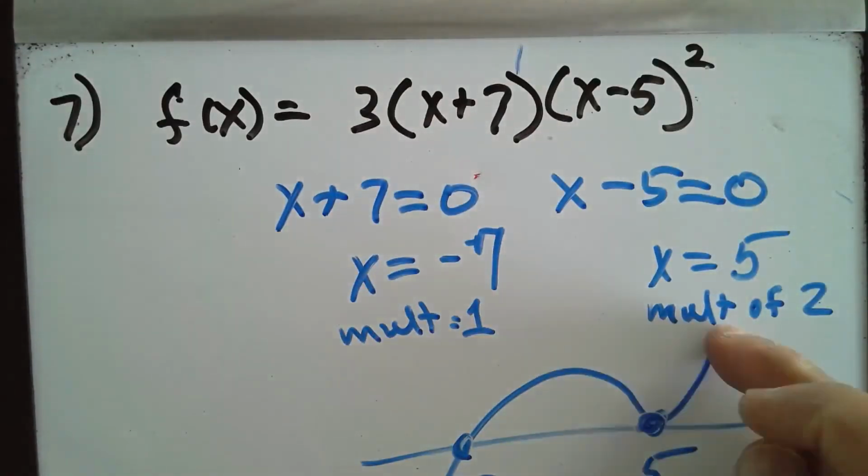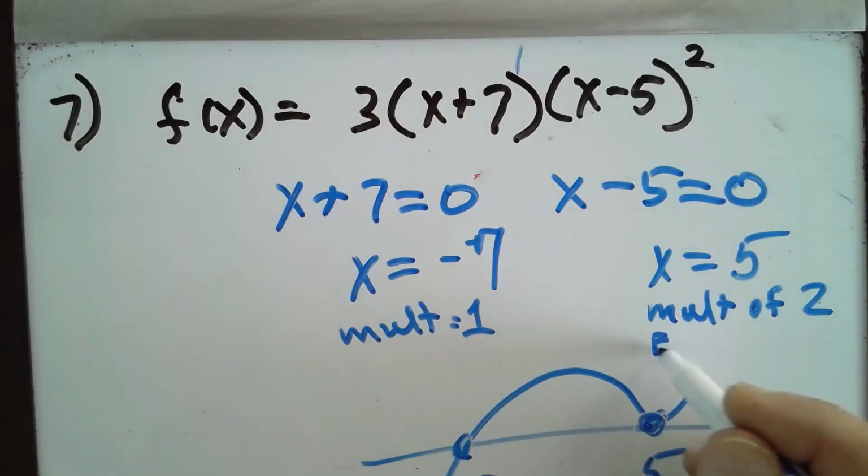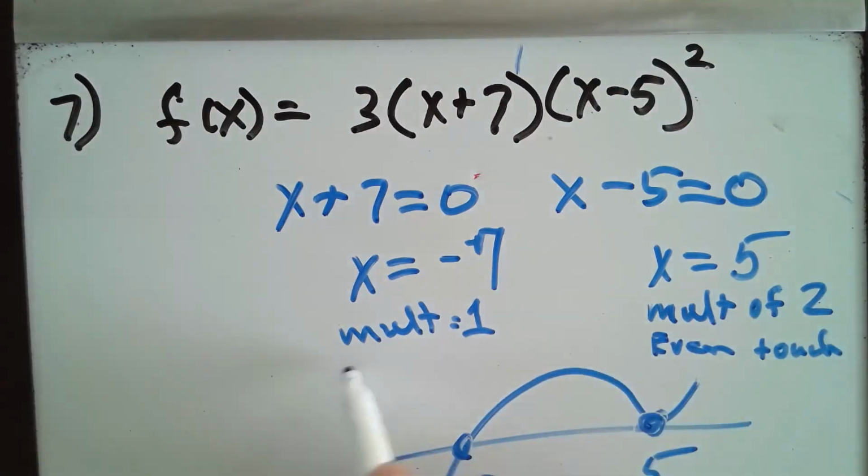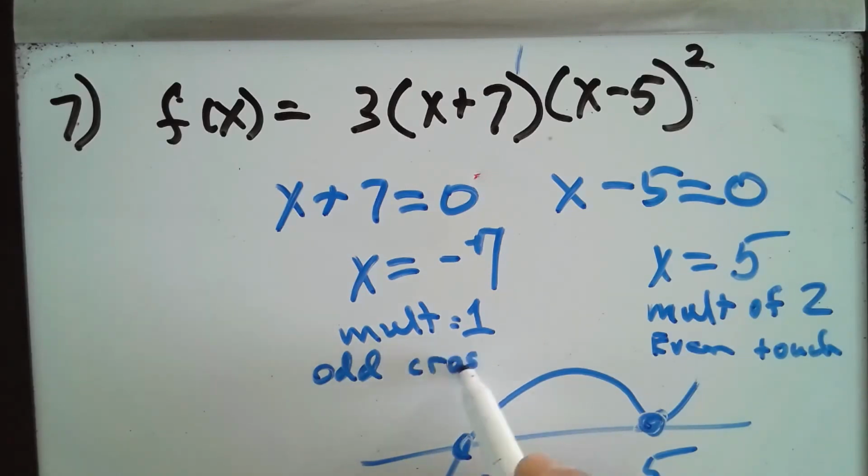If the multiplicity is even, then the graph touches. If the multiplicity is odd, then the graph crosses. Okay? So that's how we can tell if the graph touches or crosses. All right? Questions with that? Okay.